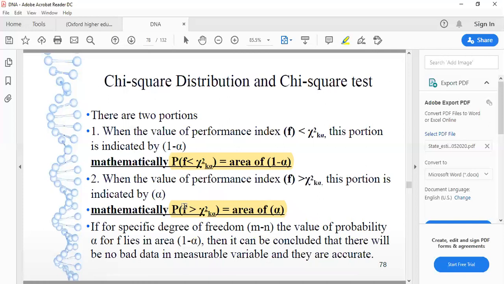So over here, there will be two parts. To be more specific, if f lies in the area of 1 minus alpha, then we can conclude that there is no bad data. So it is always beneficial if the value of f lies in area 1 minus alpha rather than alpha. Hence, we don't have any bad data and it is not required to eliminate any bad data.